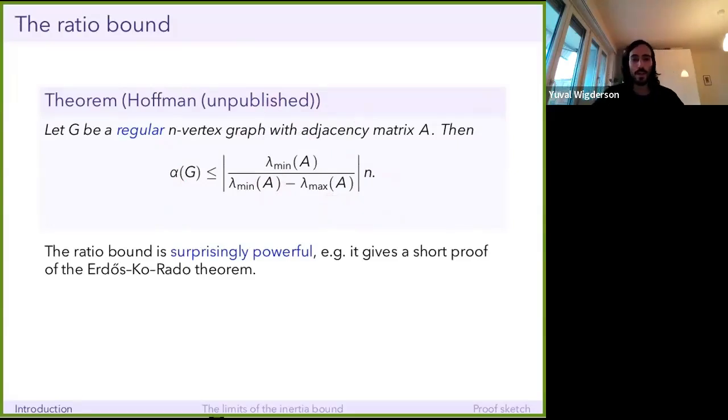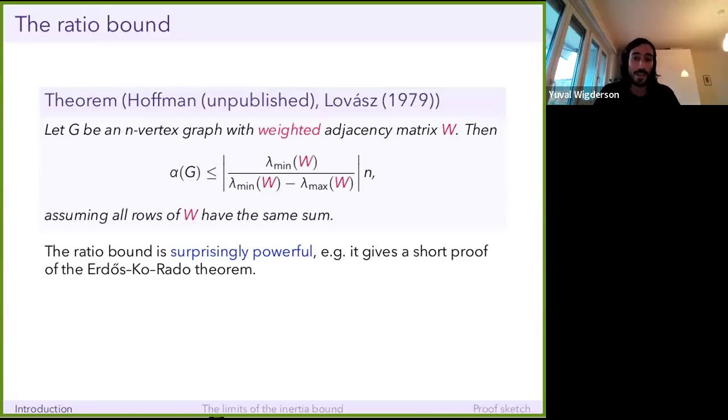For example, you can use it to give a very short proof of the Erdős–Ko–Rado theorem from extremal set theory. And along the lines of what I was saying before, there's a weighted version of this, which I think was first observed by Lovász. It's the exact same inequality, except now I have an arbitrary weighted adjacency matrix of the graph. Before I had the assumption that the graph is regular, now I'll assume that all the rows of this matrix have the same sum. And then this same inequality holds.